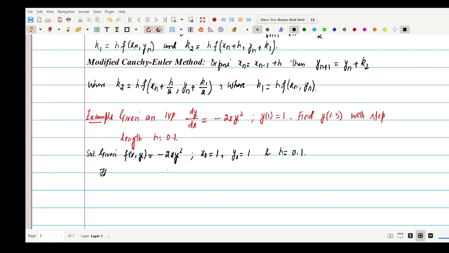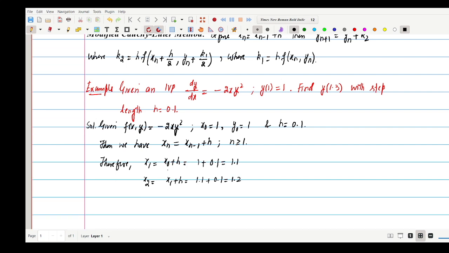So then we have, by definition, xn is equal to xn minus 1 plus h, and here we take n greater or equal to 1. Therefore x1 is equal to x0 plus h, and x0 is equal to 1, h is equal to 0.1, so this becomes 1.1. x2, which we now defined as x1 plus h, is equal to 1.1 plus 0.1, so this is equal to 1.2.